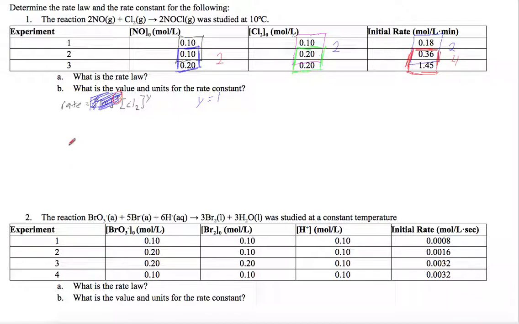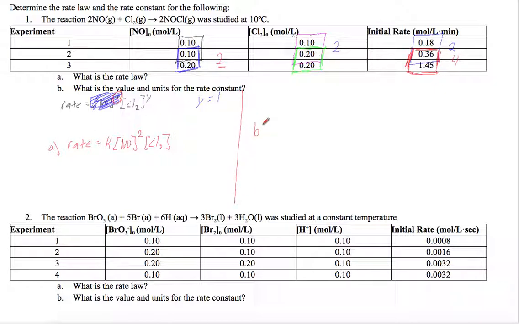And so we have rate is equal to the constant times the concentration of nitrogen monoxide raised to the second power. There's the second power. Chlorine raised to the first power. So that is the rate law. This is A.